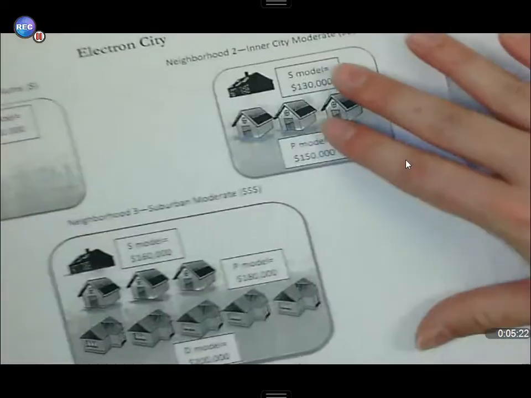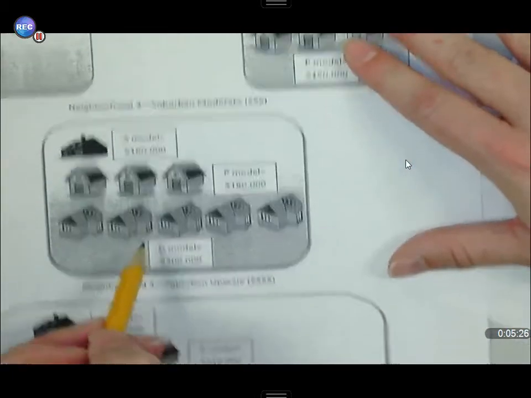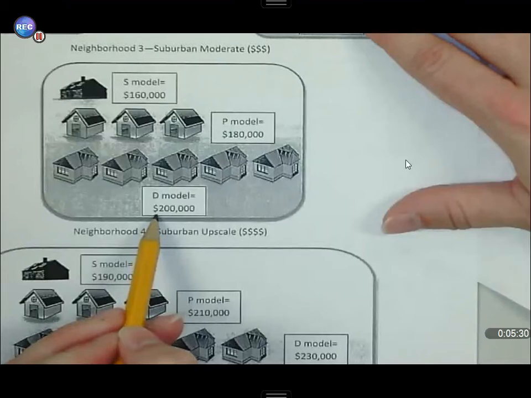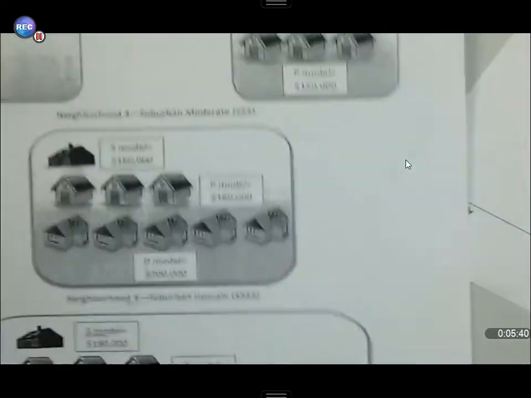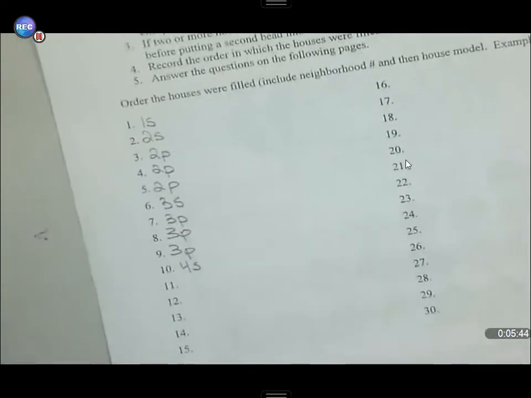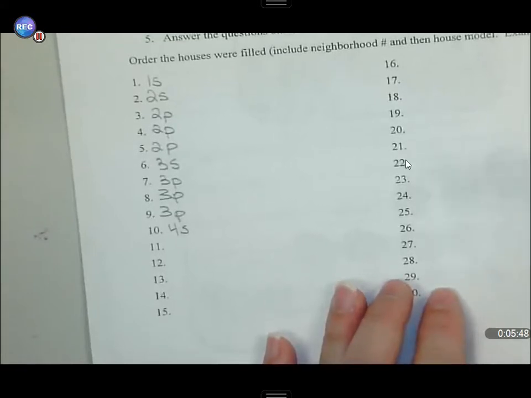Okay, now we've filled up the 3P's, so now we're going to move to, wait, we have an issue. We have 3D, but it's $200,000. And then you have neighborhood 4, and the S model's $190,000. Where are they going to move next? 4S. They're cheap, so they're going to go and move into the 4S first. That's what they can afford. Does everyone understand why we did that?